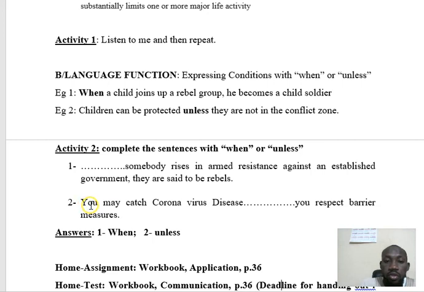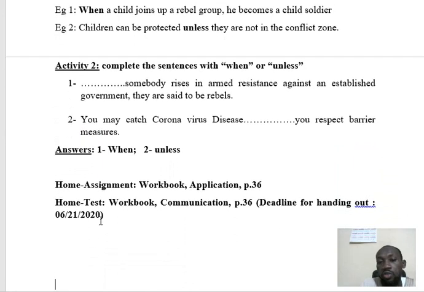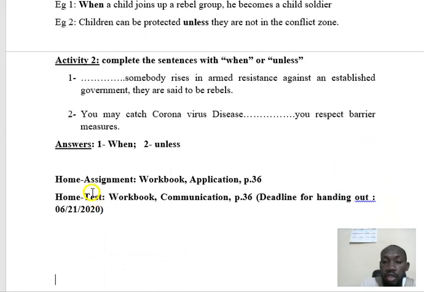Two: You may catch coronavirus disease unless you respect barrier measures, right? Okay.